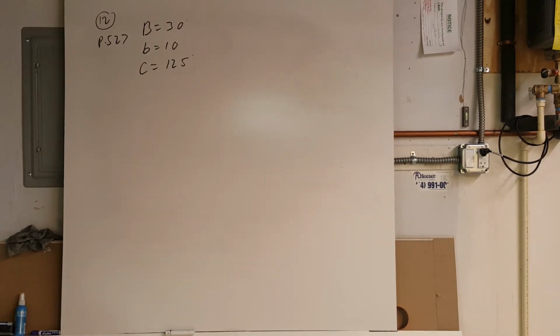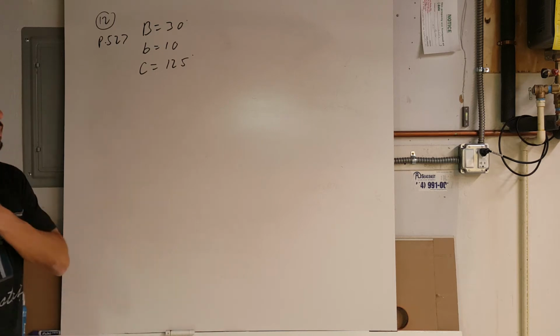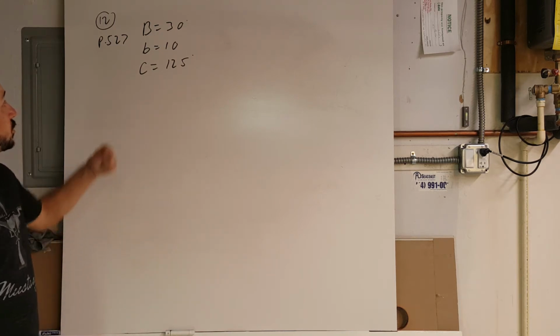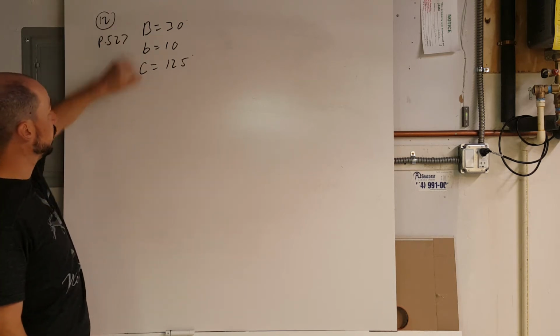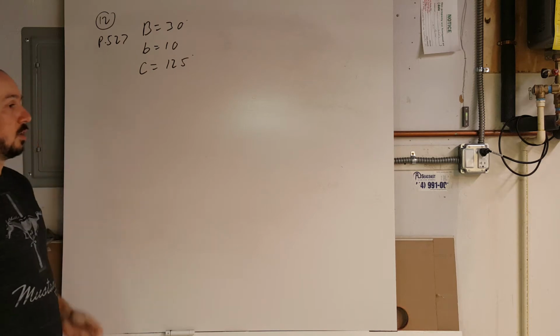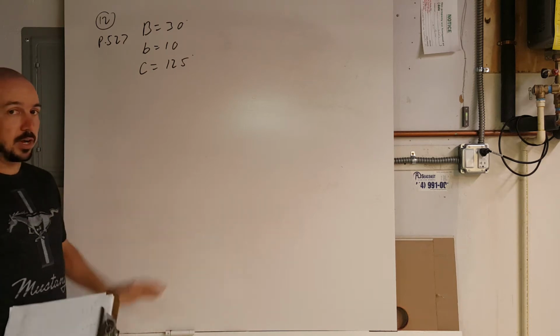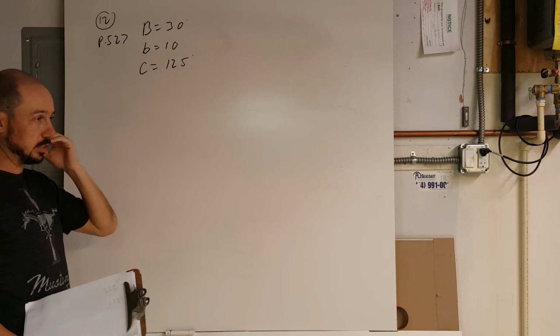Okay, the first example we're going to do is number 12 on page 527. We've been given this information. Angle B is 30 degrees, angle C is 125 degrees, and side B is 10. Notice the capital letters are for angles and lowercase is for the sides. Remember, this is not a right triangle anymore, so it's not angle C is always 90. It can be anything.